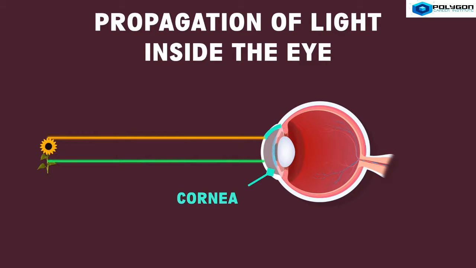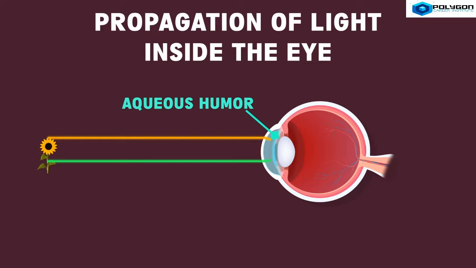It is this curved and transparent outer layer guarding the entrance of the eye. First, the light is refracted by the cornea. This refracted light then travels to the transparent fluid present in between, which is also called the aqueous humor. From this fluid, light then enters the pupil and falls on the lens inside.